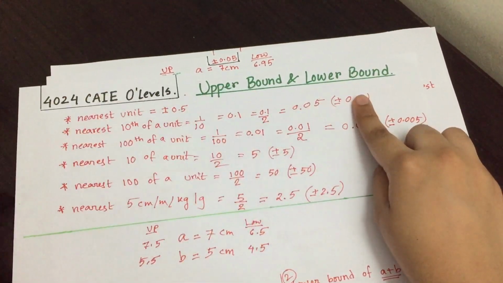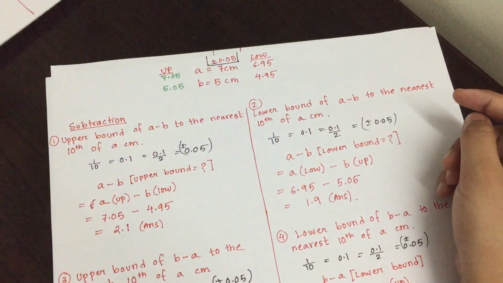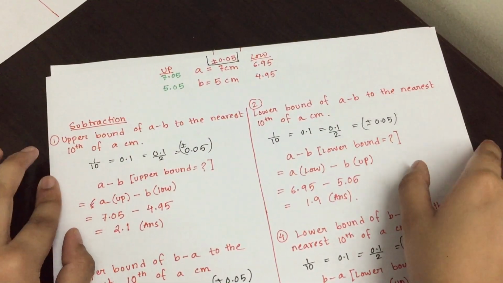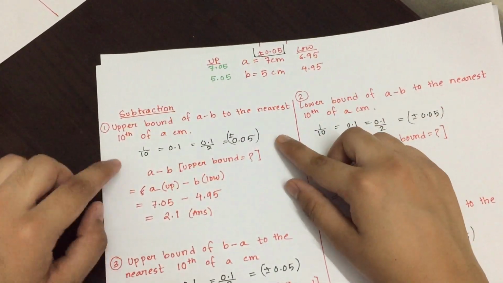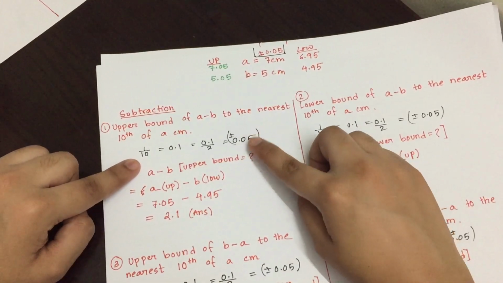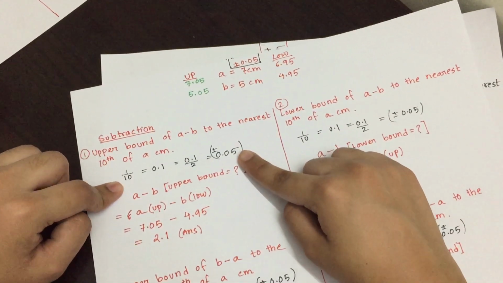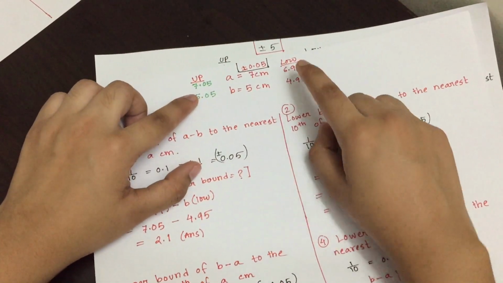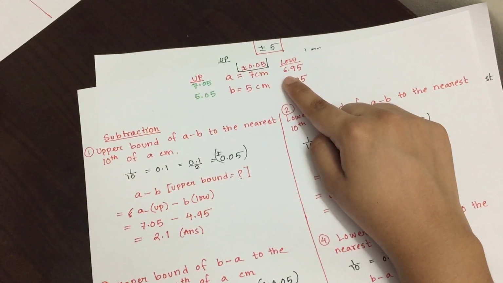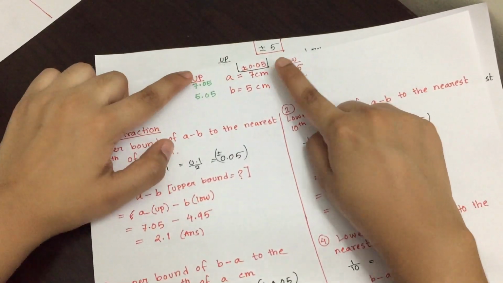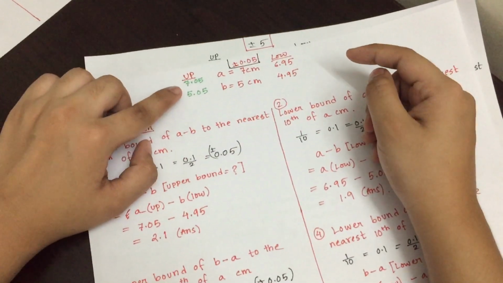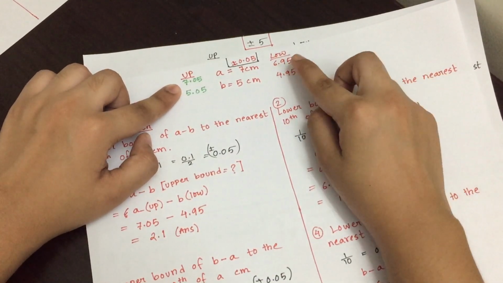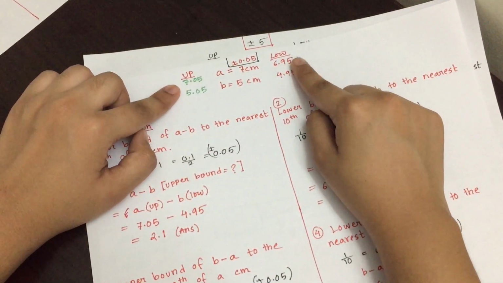It will be 0.05. So upper bound. As you can see, I have written it down here again for your convenience. We know that with A and B, we have to add plus minus 0.05. This gives us the upper bound, and by subtracting these gives us the lower bound.